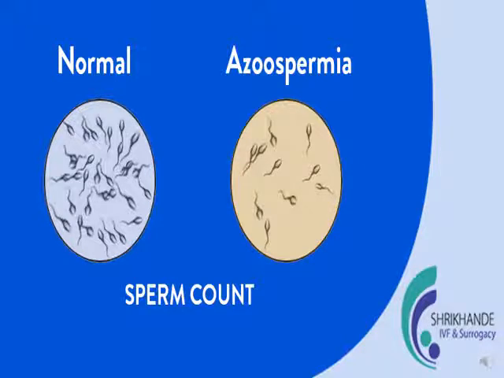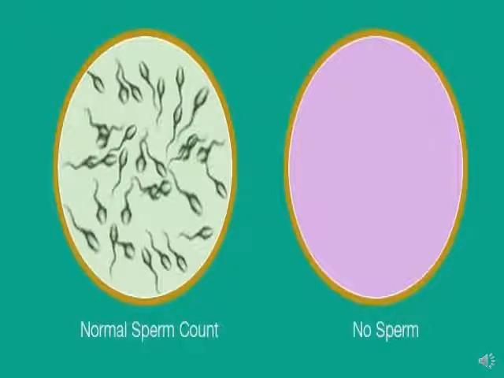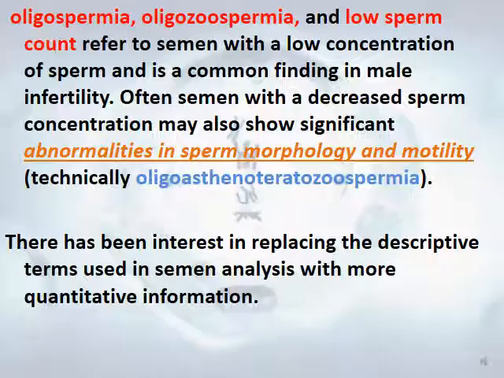So this is the normal case. We have a high number of sperms in the normal case, while in azoospermia, we have either no or a very low number of sperm cells, shown here. So this is the sperm count. Here there is no sperm found in the semen.